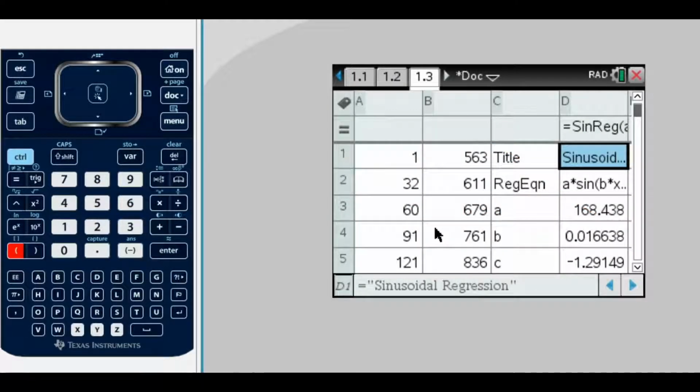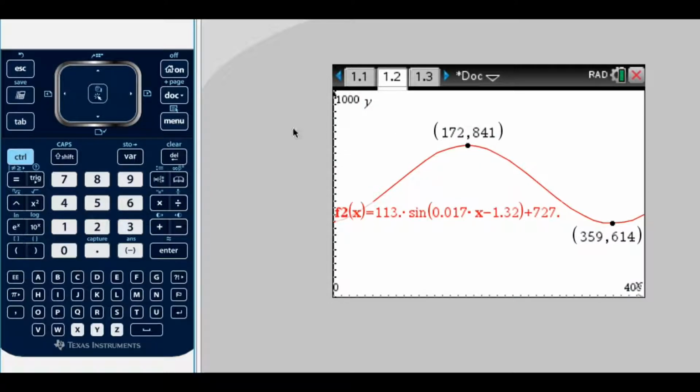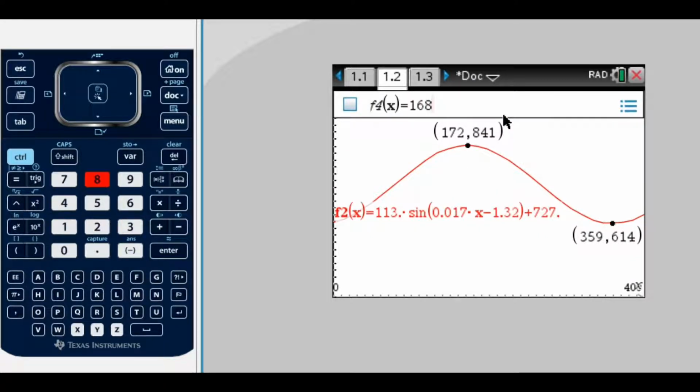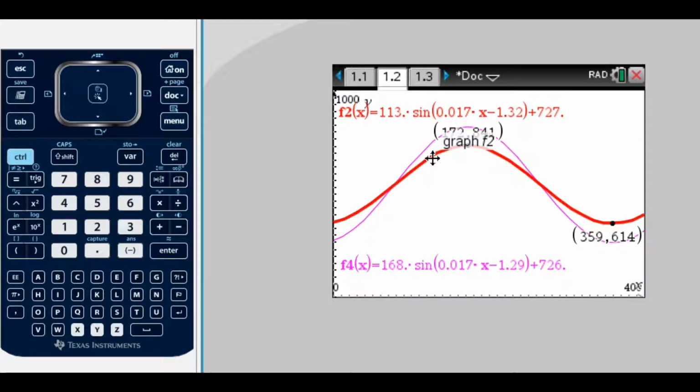From here we need something to compare to, so I've gone ahead and calculated the sinusoidal regression for the city of Philadelphia, and we get 168.438 for A, 0.016638 for B, negative 1.29149 for C, and 726.061 for D. And so we want to go back into the graph that we just created and graph a new function. So we put in the function for Philadelphia, and again 3 decimals, all the decimals for A and D, 4 to 5 for B and C, and you'll notice they're very close to the graph for Houston. Then when we graph it, it gives us a different color, nicely visible on this calculator.